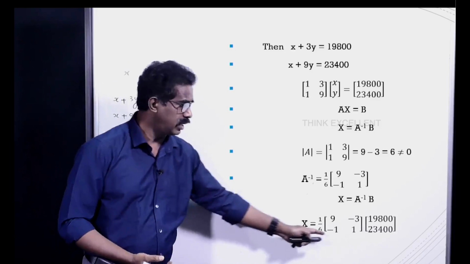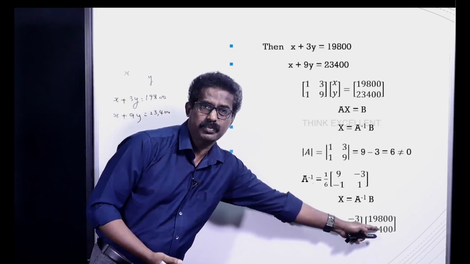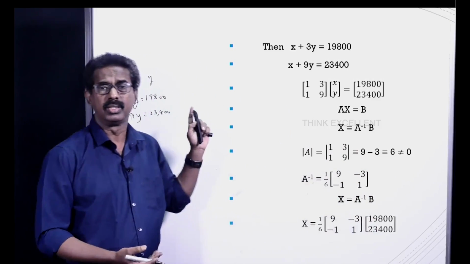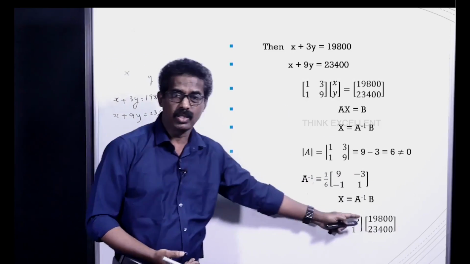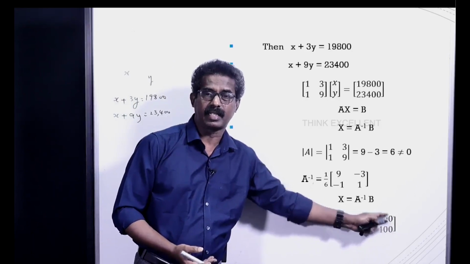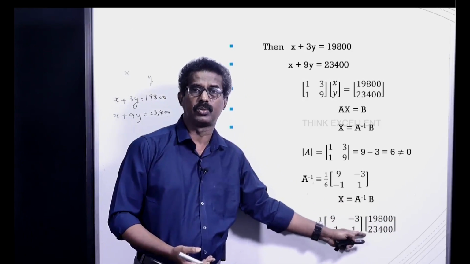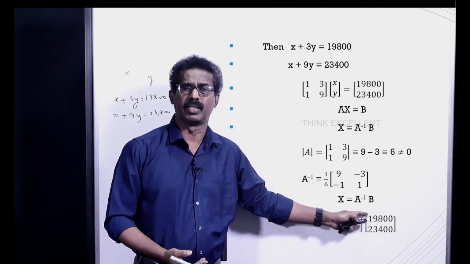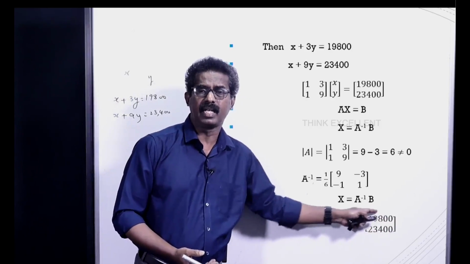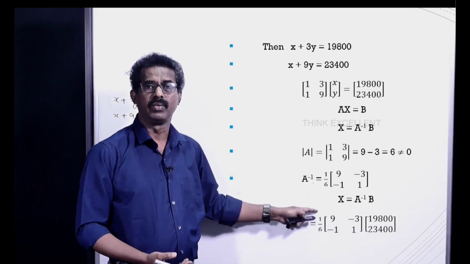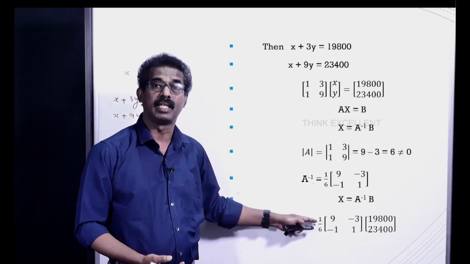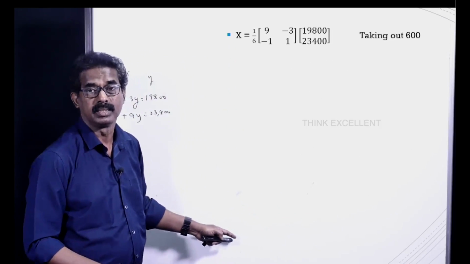Substitute. But see this one, very big numbers, right? If something is common, you take it out. You can't leave it, right? Last two zeros are there, so 100 can be taken out. It becomes 198, 234. Still 6 is common. So better you take 600 outside. If you take 600 outside, already here 1 by 6, so it becomes 600 by 6.